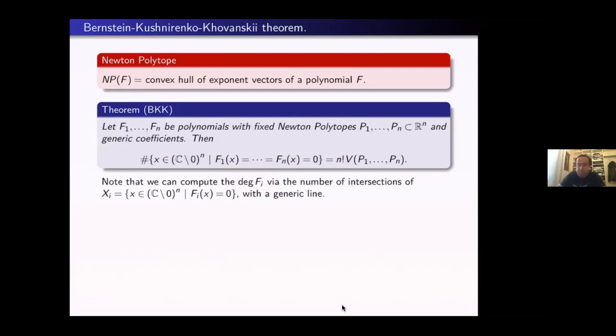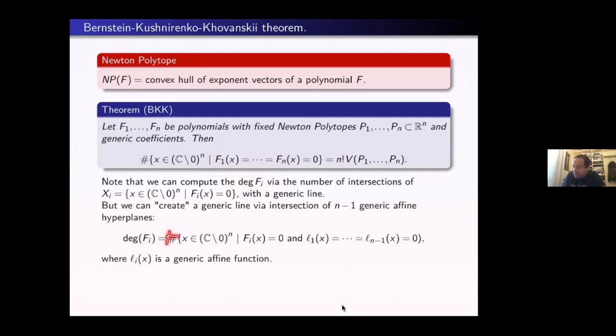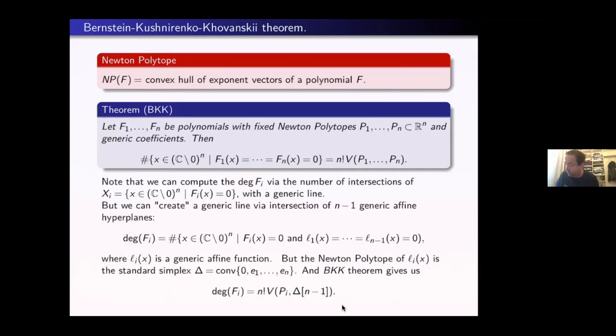So to compute the degree of a polynomial, you can intersect it with a generic line. So the degree of the polynomial is the number of intersections with a generic line. But how can we create a generic line? It's actually a bit tough to create it with an equation. Instead, let me think about it as an intersection of a number of planes. A line in three dimensions is an intersection of two planes. So instead of writing a generic line, I will write that it's an intersection of n minus one planes, where each is a generic affine function defining a plane. This looks very, very strange.